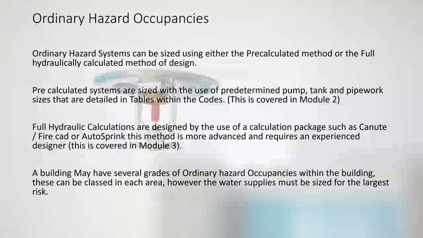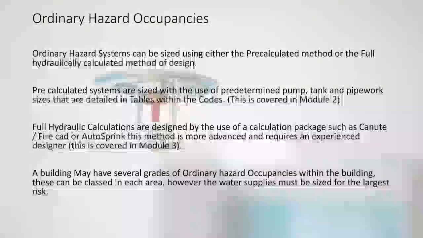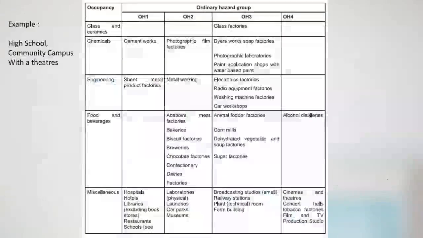A building may have several grades of system, so ordinary hazard occupancies within the building. These can be classed in each area. However, the water supplies must be sized for the largest risk. Like, say, for instance, when I was talking about Wick Academy, that had ordinary hazard group 1, 2 and 3. The water supplies were sized to ordinary hazard group 3.